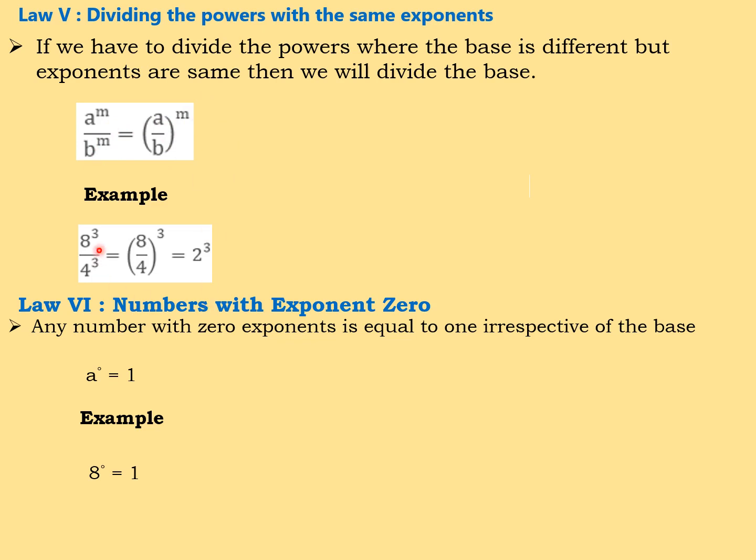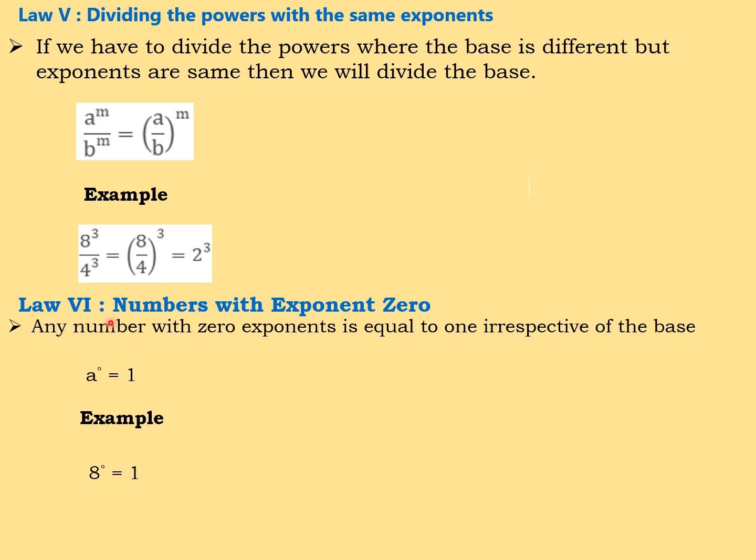For example, 8 to the power 3 by 4 to the power 3. What is common here? Here the powers are common, bases are different. So I will take the common power as common and inside the bases as 8 by 4 in the bracket to the power 3. Now 4 ones are 4 and 4 twos are 8. That's how you got 2 to the power 3.